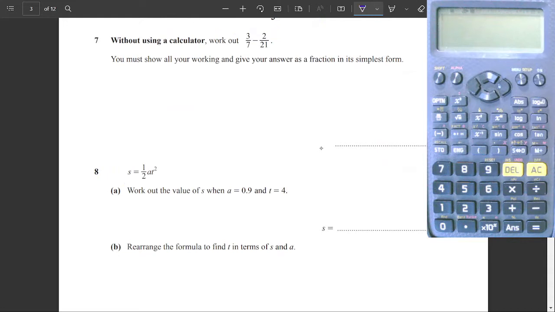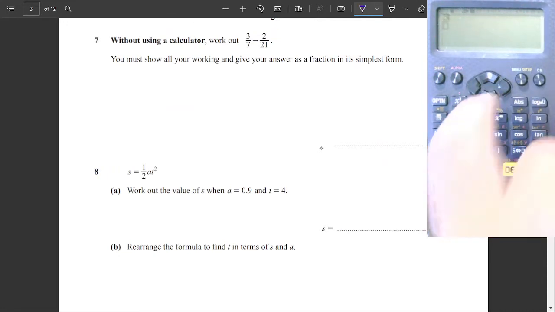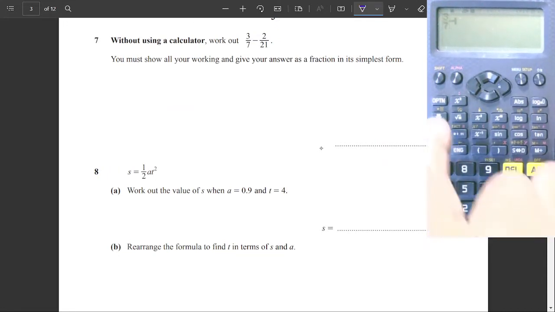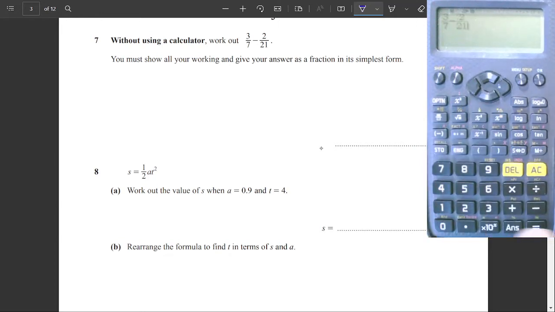Question 7, without a calculator, meaning we can't do 3 over 7 minus 2 over 21 and press equals and have the answer 1/3. Okay, that will get us 0 marks because I used the calculator. What they want us to do is show every single step. So when adding and subtracting fractions, we need to get the denominators the same. So we're going to take that first fraction and multiply it by 3. So 3 over 7, we multiply the top and the bottom by 3.